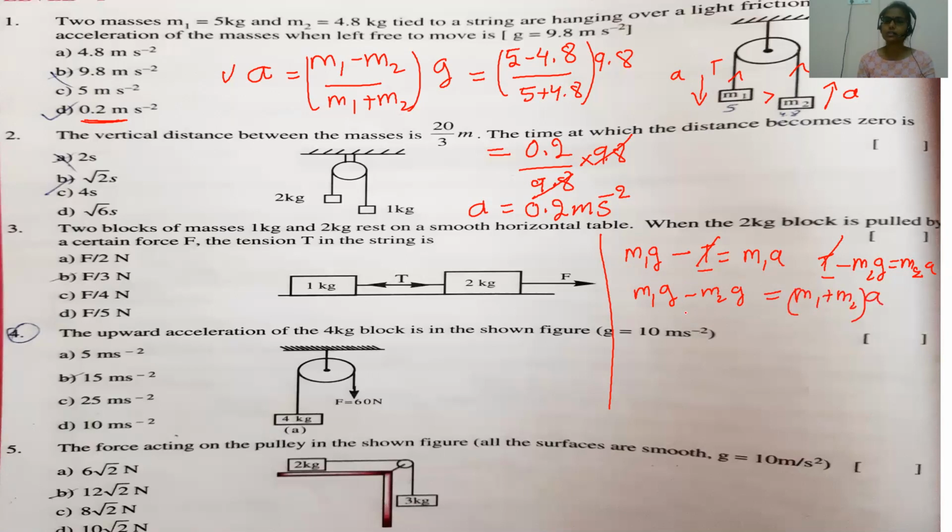Now just see here, G is common, no? We can take it out. M1 minus M2 of G. Okay, children, so that is equal to M1 plus M2 of A, right? So that A you want to find.